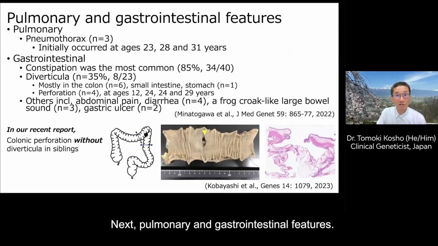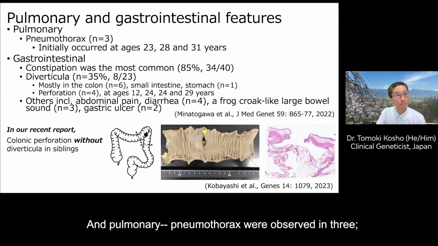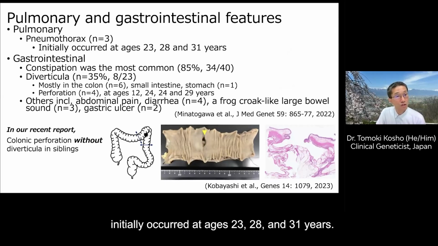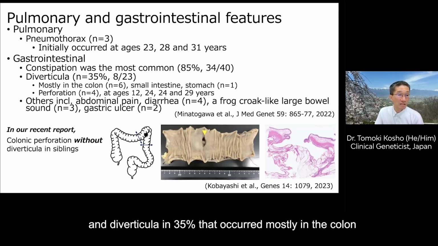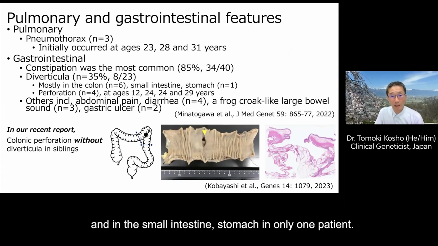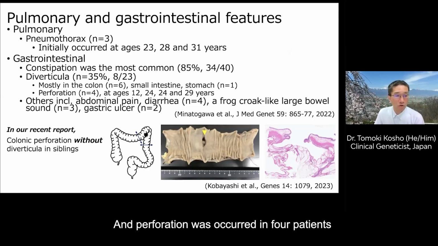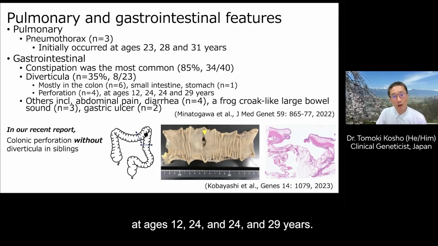Next, pulmonary and gastrointestinal features. Pneumothorax was observed in 3 patients, initially occurring at ages 23, 28, and 31 years. Constipation was the most common gastrointestinal finding, and diverticula in 35%, which occurred mostly in the colon, and in the small intestine, and in the stomach in only 1% of patients. And perforation occurred in 4 patients, at ages 12, 24, and 29 years.